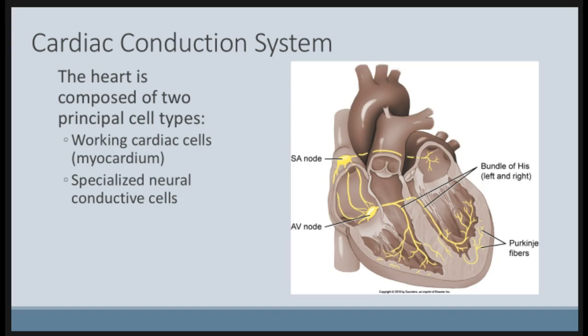So when the electrical impulse happens at the SA node, then it transmits to the left atrium and down to the AV node. The AV node delays the electrical impulse slightly, and then it relays the impulse to the common bundle of His here, and then it bifurcates into the right and left bundle of His, and then separates into the Purkinje fibers, which give the impulse to the ventricles to cause them to contract.